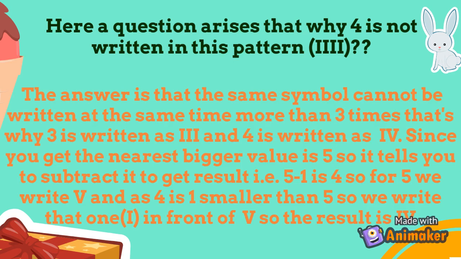This is because the nearest bigger value to 4 is 5. So it tells you to subtract to get the result. That is, 5 minus 1 is 4. So for 5 we write V, and as 4 is 1 smaller than 5, we write that I in front of 5. So the result is IV.